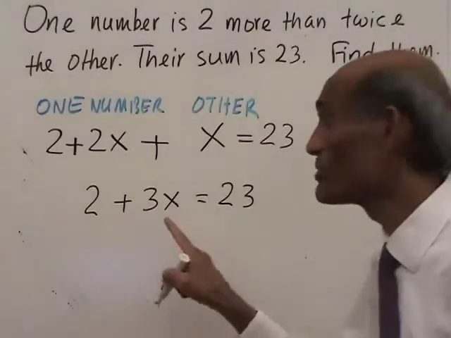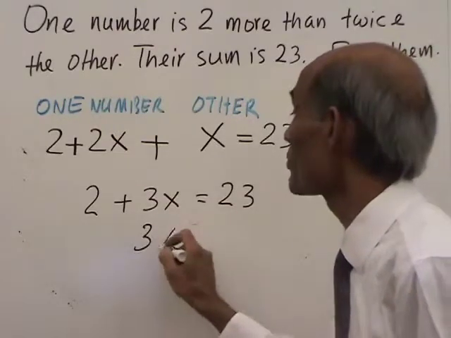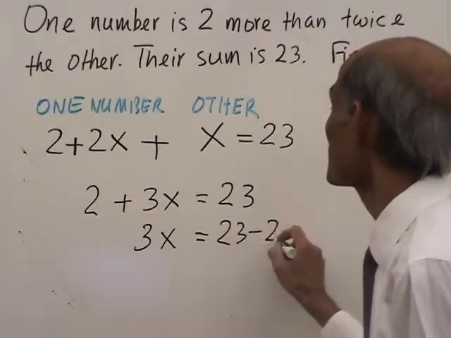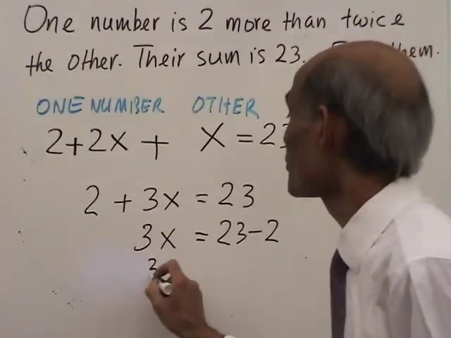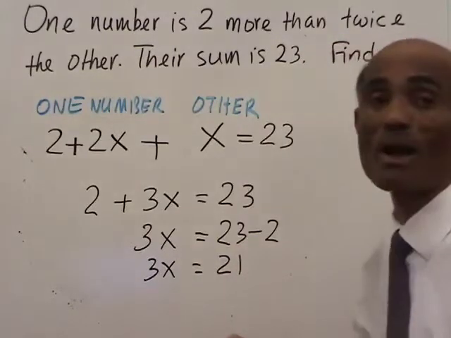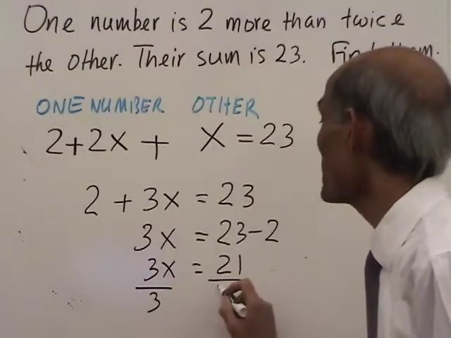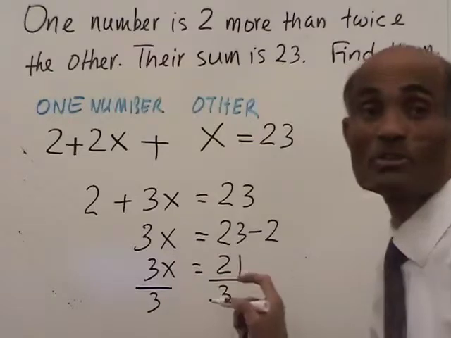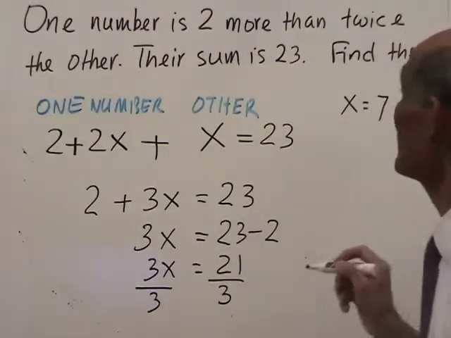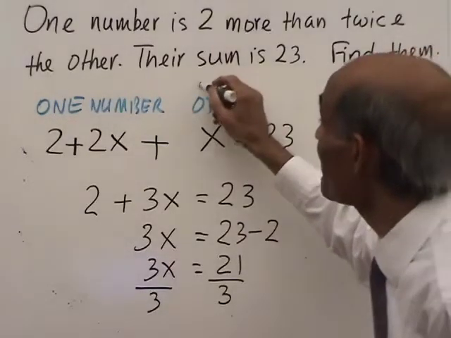And now what do we do? Move that 2 to the right side. That gives me 3x equal to 23 minus 2, which is 21. And of course, divide both sides by 3. You get x equal to 7. So the other number is 7.